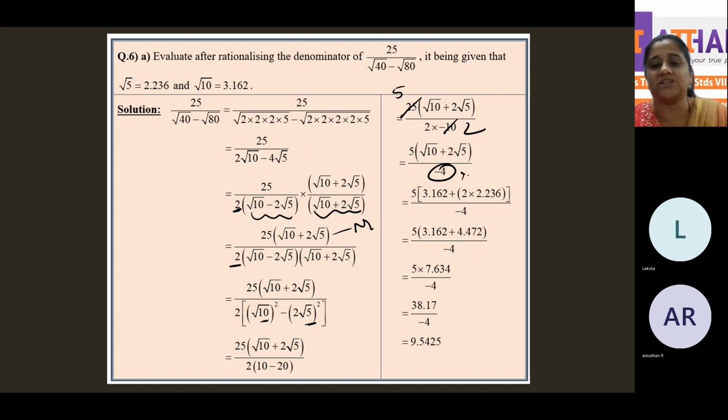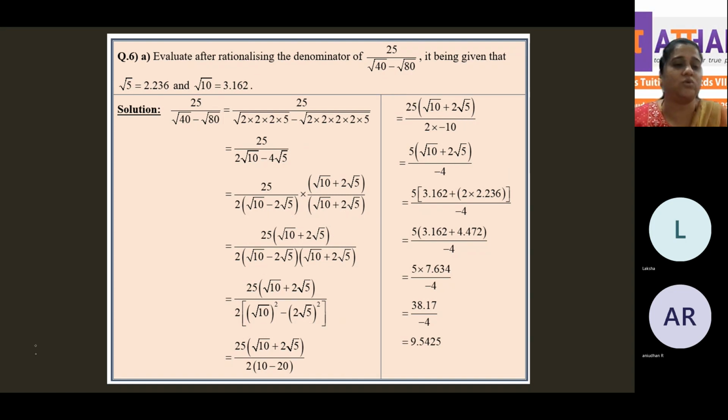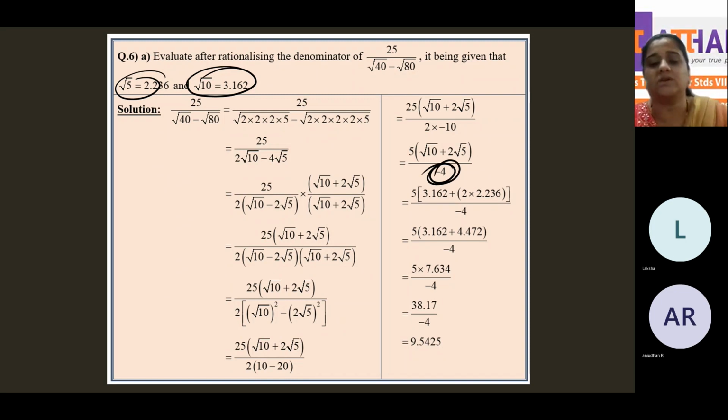Now the denominator is rational. Once the denominator is rational, you can apply these values. You must apply these values only after the denominator becomes rational. See, now the denominator is rational. In the next step, take the values and then simplify.